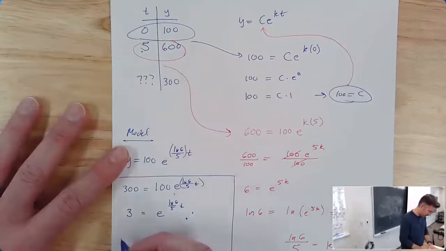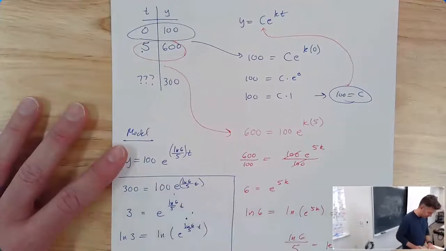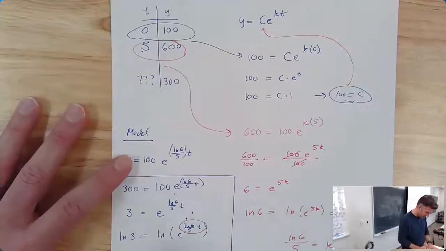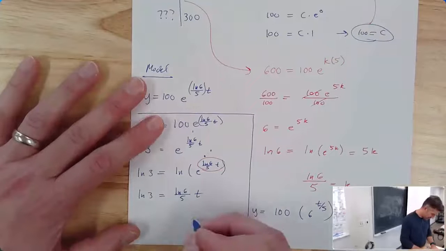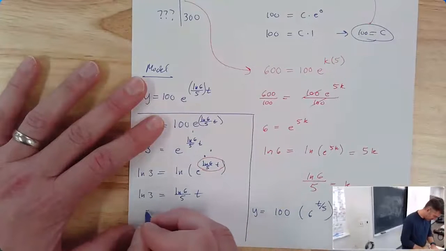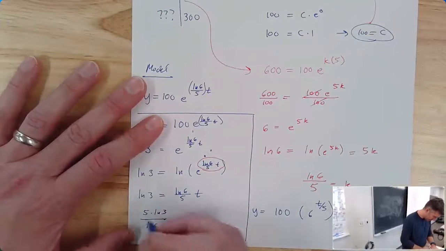So take the natural log of both sides. The natural log of 3 equals the natural log of e to the stuff, which again, you could skip writing and say it's just going to be that part up there. Then we have the natural log of 3 equal to the natural log of 6 over 5 times t. Solving for t, we get t equal to 5 times natural log of 3 divided by natural log of 6.